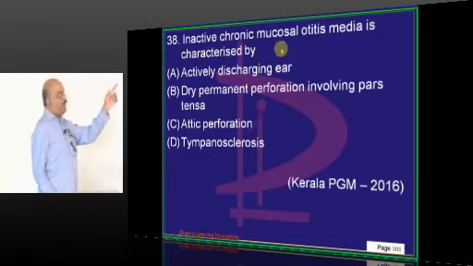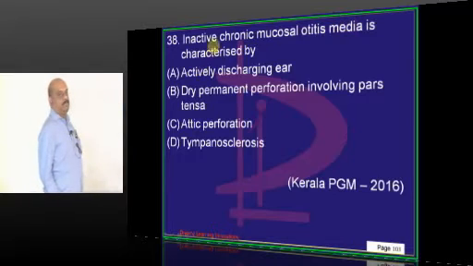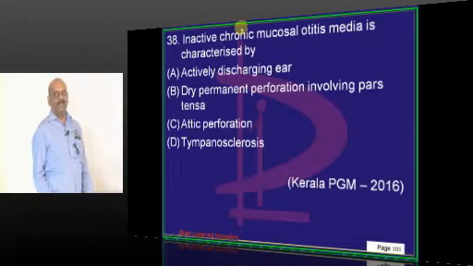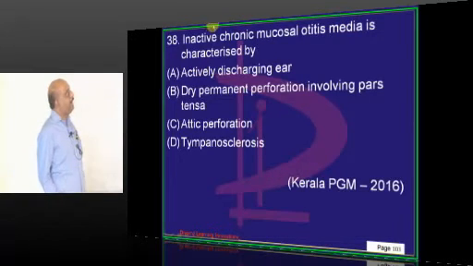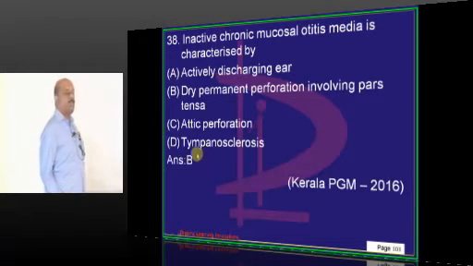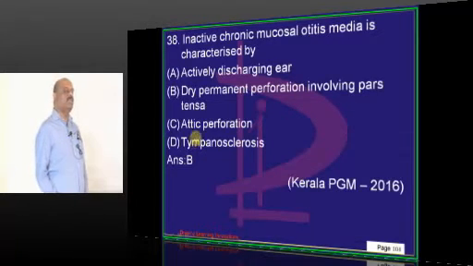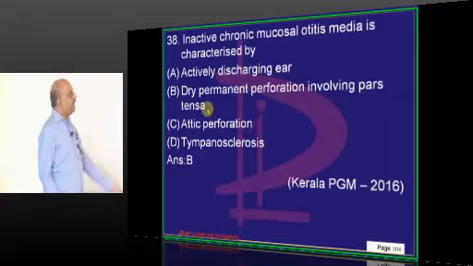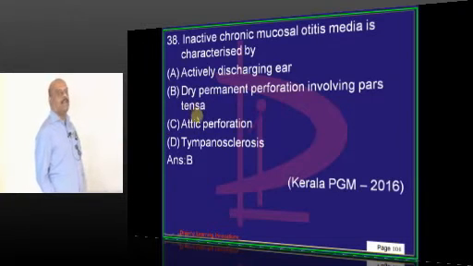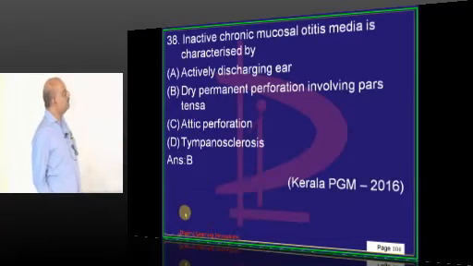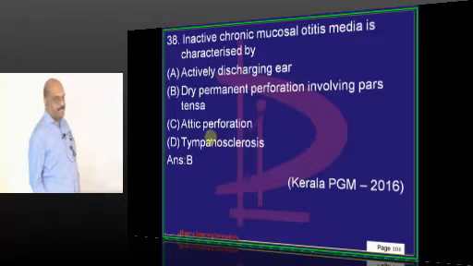laryngectomy. Inactive chronic mucosal otitis media. We know one suppurative, one serous otitis media. Who per se? Inactive chronic mucosal otitis media. There is no bony otitis media, no? Then where is this mucosal otitis media? So that leads to permanent perforation involving pars tensa. Why not? Attic perforation. What, doctor? ENT specialist is there.